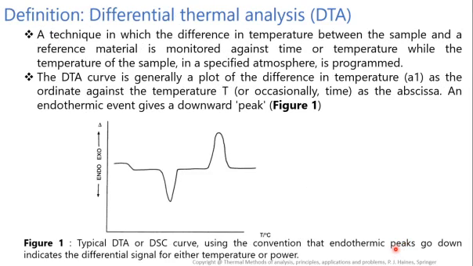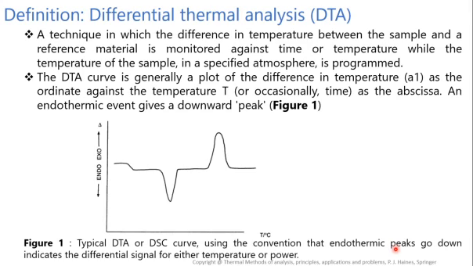Then next, what is the definition of differential thermal analysis? Okay, so differential thermal analysis is the technique in which the difference in the temperature between the sample and the reference material is monitored against the time or temperature, while the temperature of the sample in a specified atmosphere is programmed. What we have to do is heat two different things, one sample and one reference, and we have to heat that particular sample over a wide range of temperature, and the temperature is programmed.